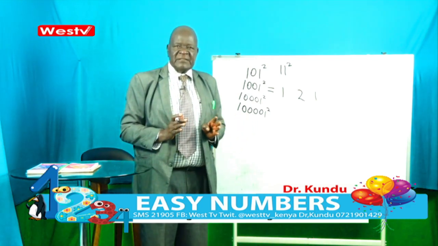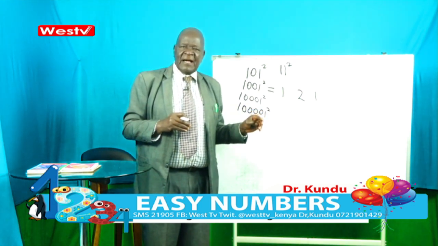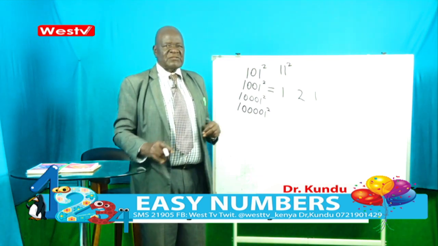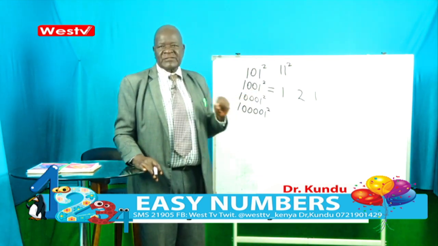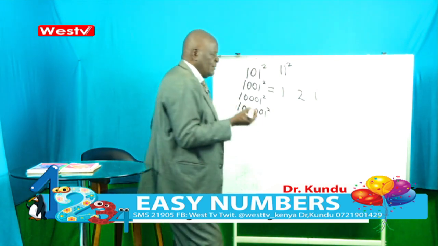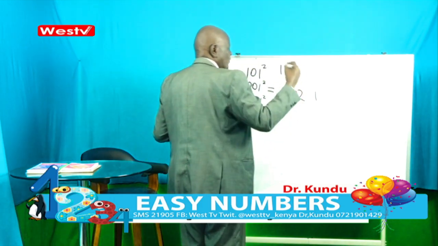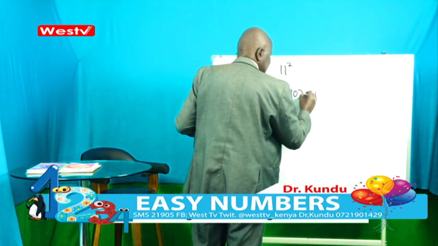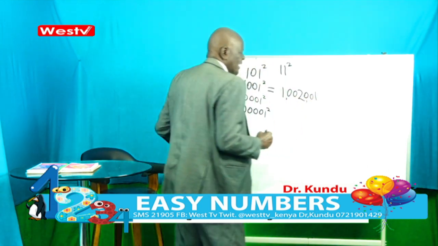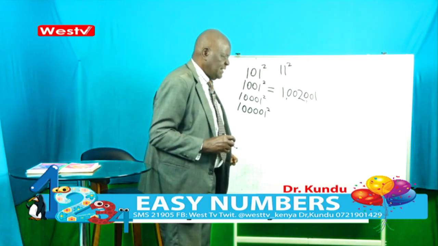After that, sandwich the 2 in the center by as many zeros as the number of zeros in the number you are squaring. So 1001 has 2 zeros. So sandwich the 2 in the center. On the left of that 2, put 2 zeros. On the right of that 2, put 2 zeros. And then when you punctuate this number, you find it is 1,002,001.